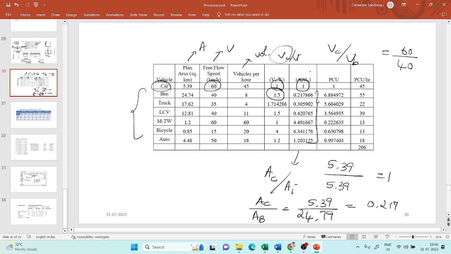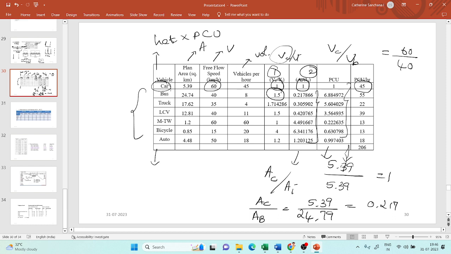Now what is PCU? This value 1 multiplied by 2. So this is PCU. Okay, I got my PCU. Now the first column is my heterogeneous traffic. To convert this into homogeneous traffic, I have to multiply it by the corresponding PCU value. So this heterogeneous traffic, I will multiply by PCU to get passenger car units per hour.